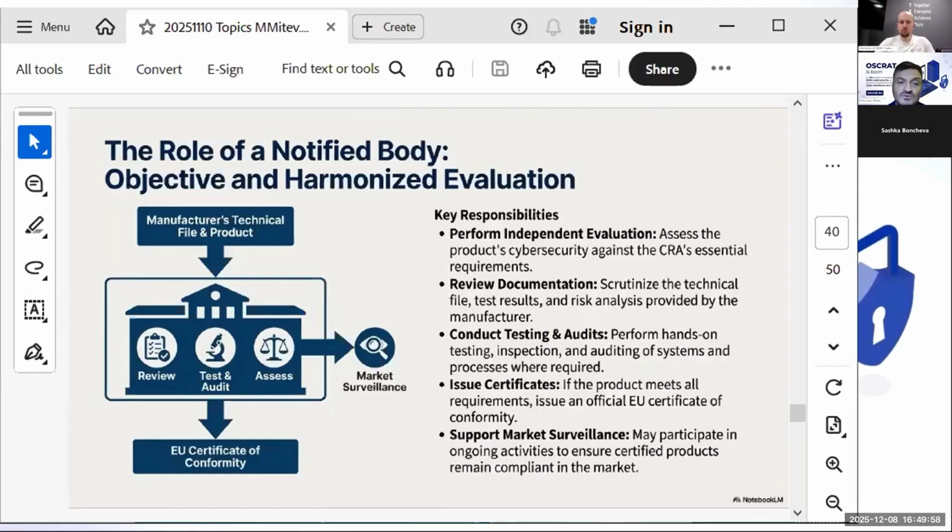In addition to evaluation and certification, the notified body also supports market surveillance. This means that it may participate in monitoring activities to ensure that certified products continue to meet the rules even after they are released to the market. This ongoing responsibility strengthens the reliability of the CRA framework.